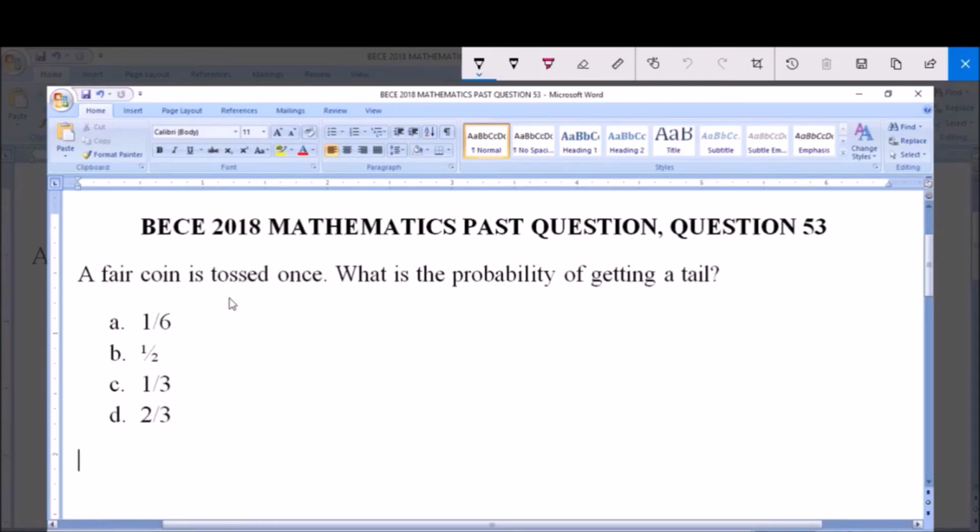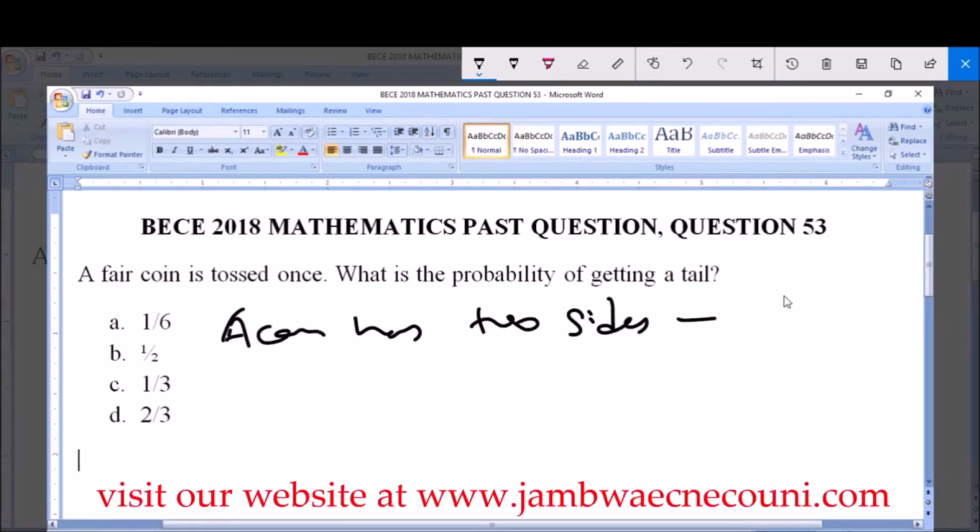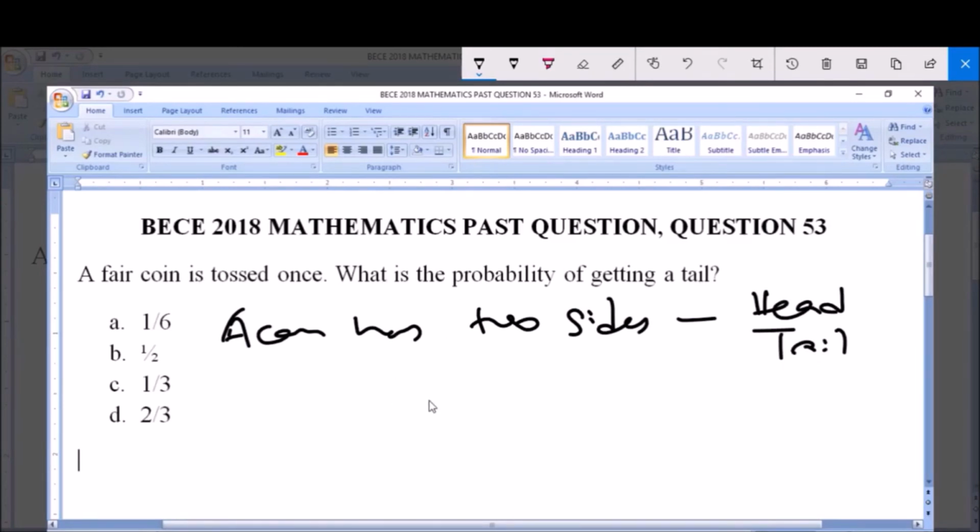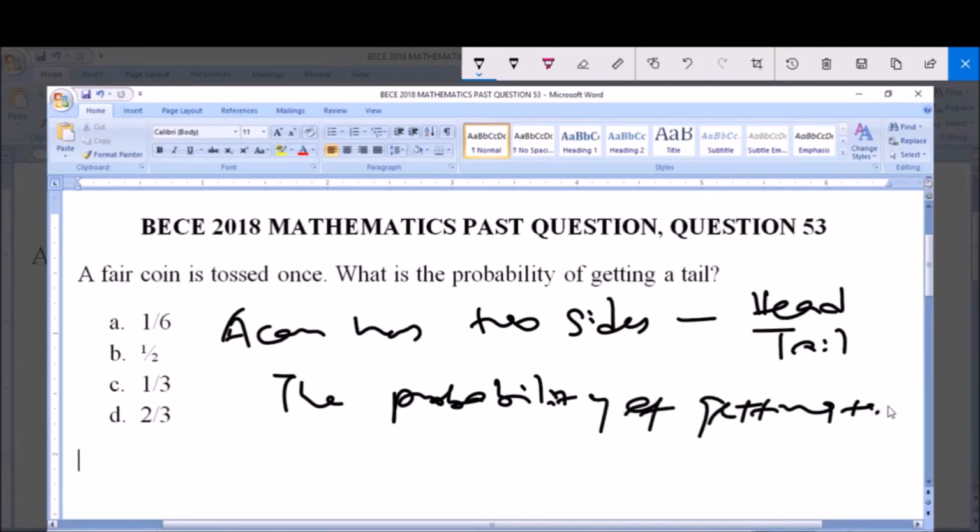Now, a fair coin is tossed once. I want you to understand that a fair coin has two sides. These are the head and the tail. These are the two sides of a coin. Now, if the coin is tossed once, the probability of getting a tail, that is, the probability of getting one side, will be given as, so therefore the probability of getting a tail is equal to 1/2.